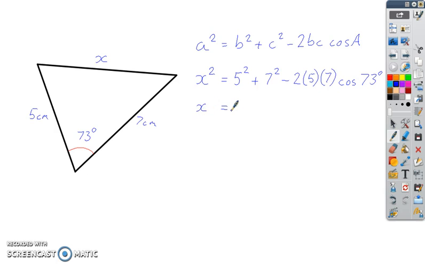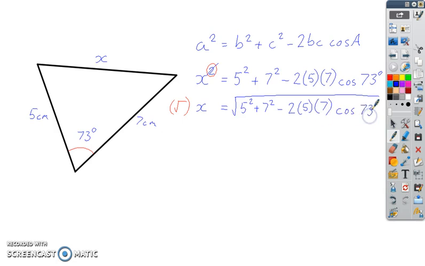Now then, we can take a little bit of a shortcut here because we've got very good calculators nowadays. If we're going to undo the square on that x, we're going to square root both sides of the equation. On the left hand side, square rooting gets rid of that square, so we're just left with x. On the right hand side, we're going to put this whole phrase here underneath the square root: 5 squared plus 7 squared minus 2 times 5, this is just another way of writing times 7 times cos 73, and then put that in our calculator.